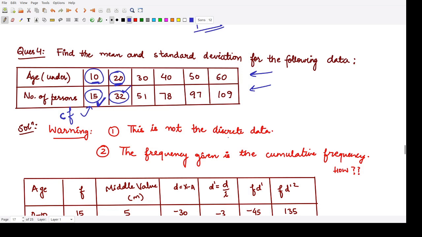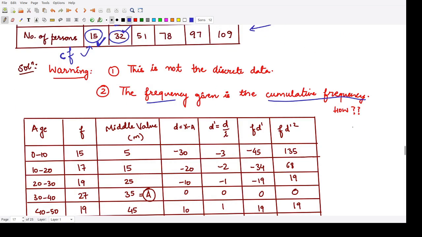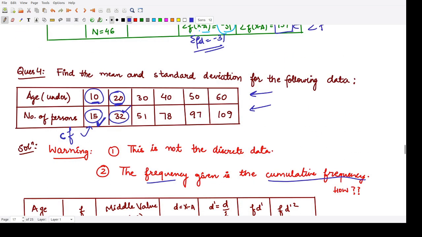So how do you calculate this frequency from the cumulative frequency? That is simple. We just have to subtract instead of adding. So now we just create a class interval for this.